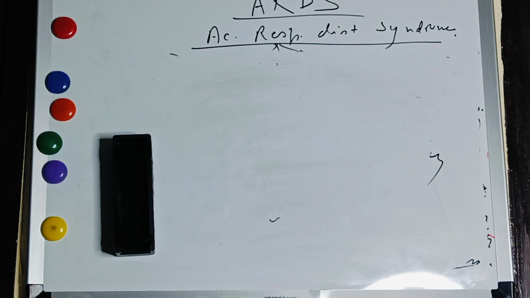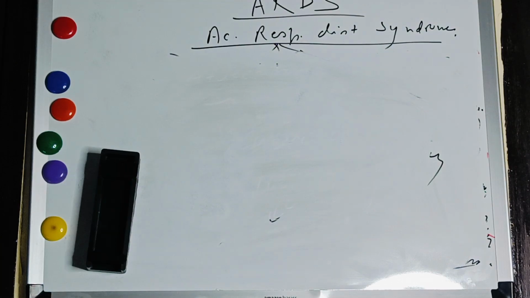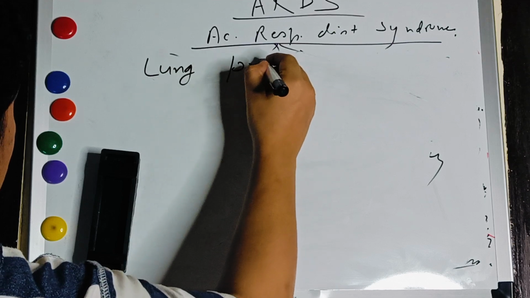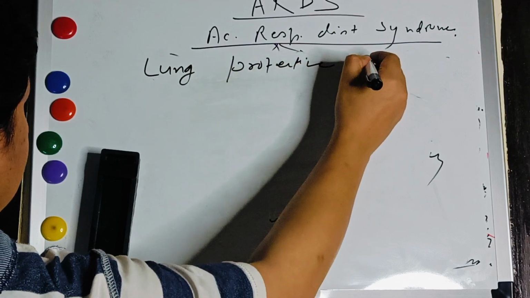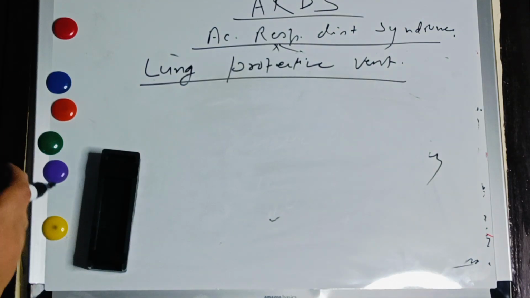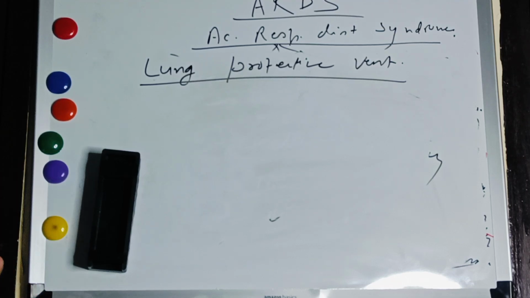Now, what is lung protective ventilation? In ARDS, we usually go ahead with lung protective ventilation. As I have mentioned, all those biotrauma, volutrauma, so to safeguard the lungs from those injuries, because we don't want the ventilator to be one of the causes of the progression of acute respiratory distress syndrome. So lung protective ventilation is very important.